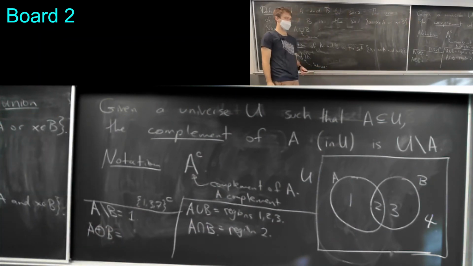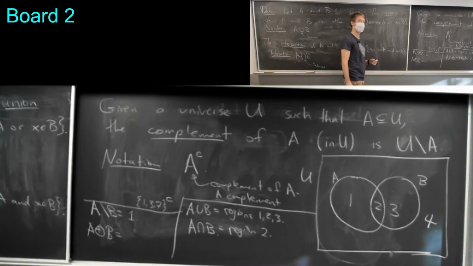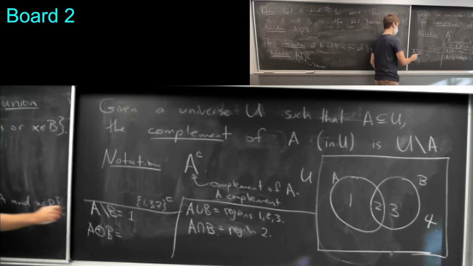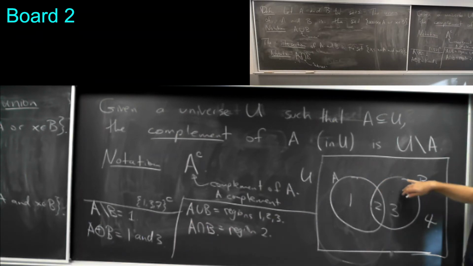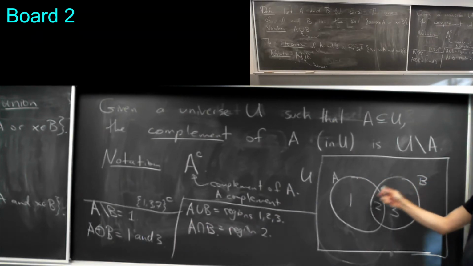This one's maybe a bit trickier, I don't know, but the symmetric difference, I know it's not on the board anymore, but are we in agreement? 1 and 3, right? Because it's the stuff that's in A but not in B, and then you put that together with the stuff that's in B but not in A.